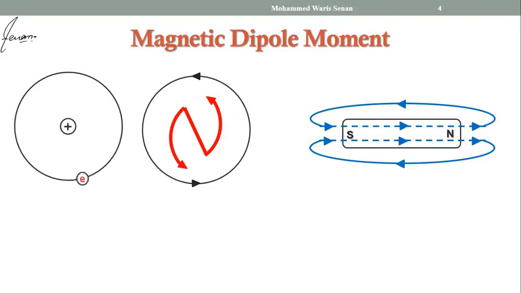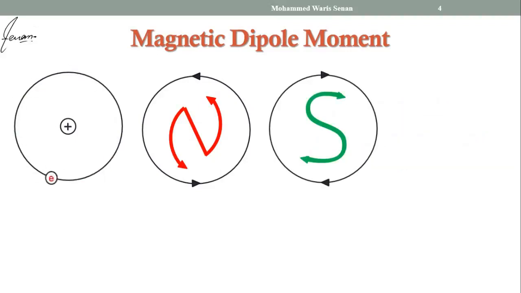Now if the direction of current is reversed, that is, the motion of the electron is reversed, or the direction of current is clockwise, the loop of current will behave as a south pole. So this loop of current behaves as a north pole when the direction of current is anti-clockwise, and when it is in clockwise direction, it behaves as a south pole.